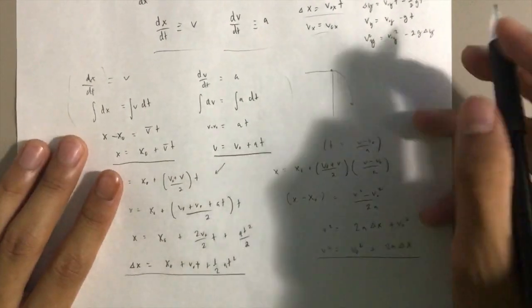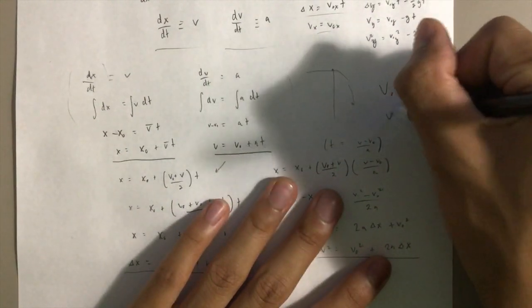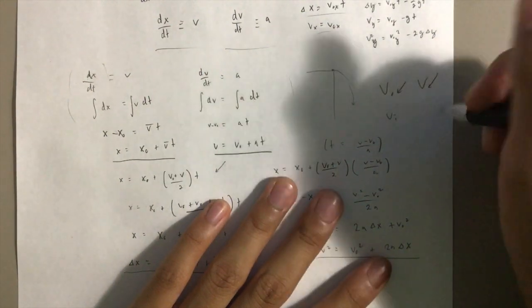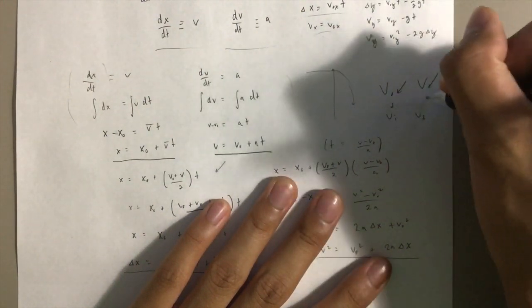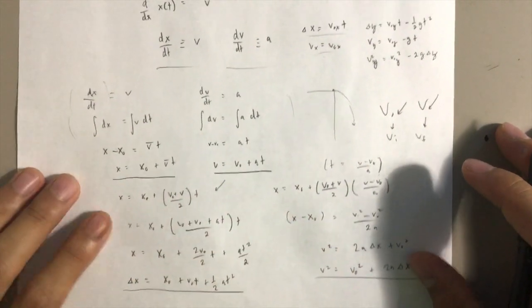And by the way, if you don't know what this symbol means, the not symbol, that just means initial. And when I don't write a symbol at all, then it just means final. So some people use this, some people use this. I don't really care. It makes no difference to me.